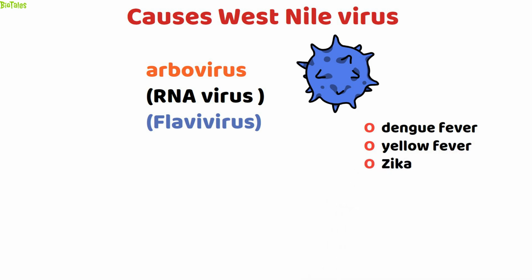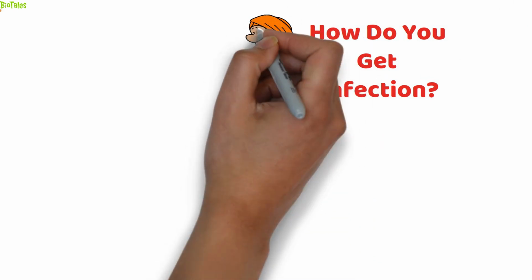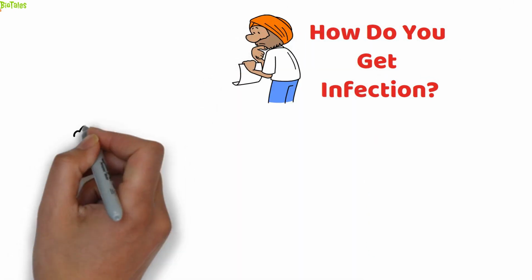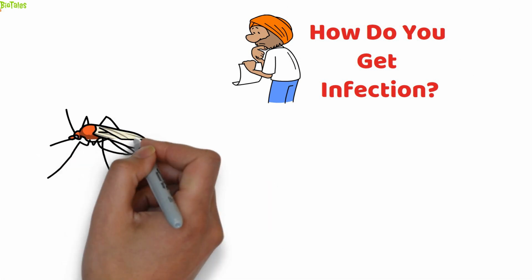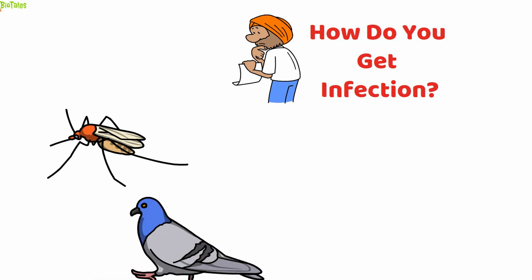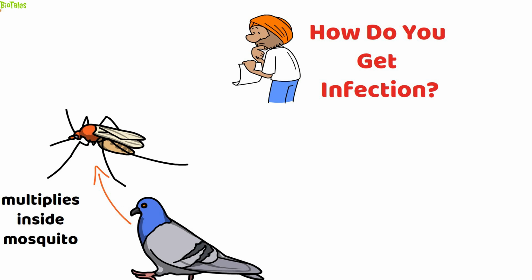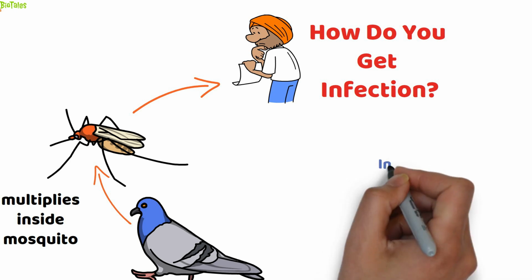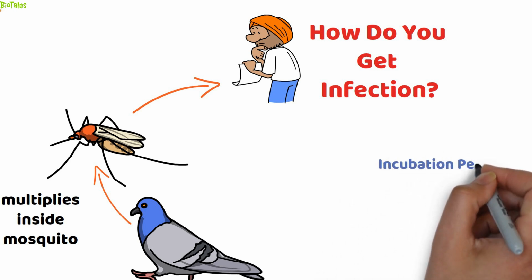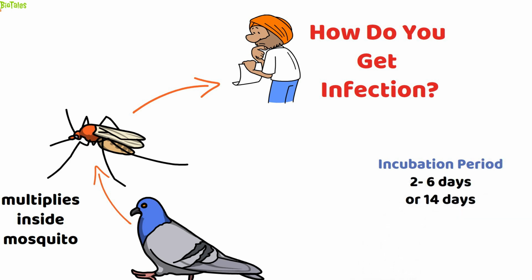Now we see how one can get West Nile virus. West Nile virus is primarily spread through the bites of infected mosquitoes. These mosquitoes typically contracted the virus by feeding on infected birds. The virus then multiplies inside the mosquito and it is transmitted to humans or other animals when the mosquito bites them. The incubation period, which is the time between getting bitten and showing symptoms, usually ranges from 2 to 6 days but can take up to 14 days.